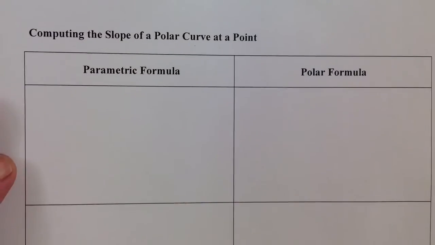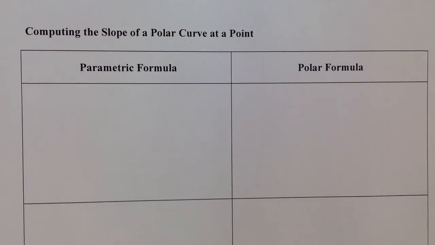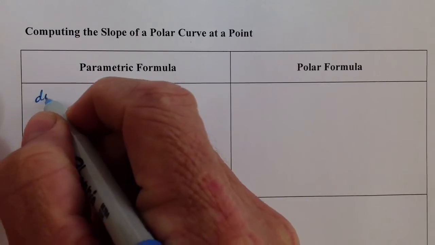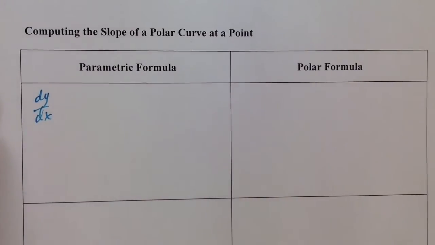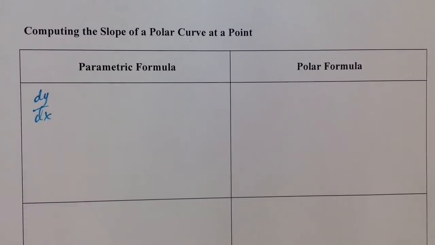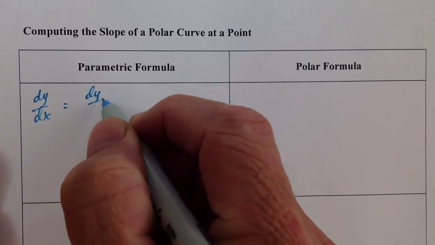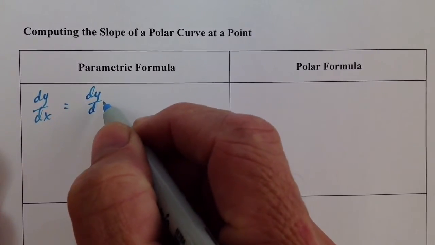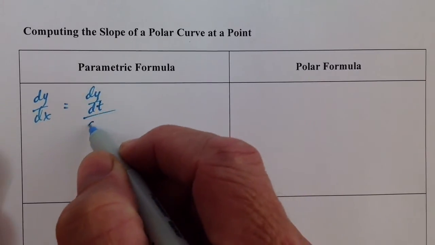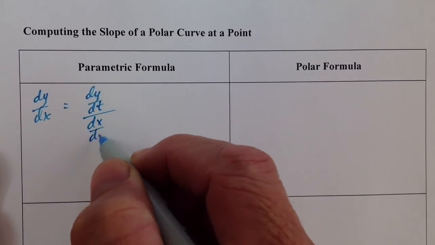Let's go ahead and start with this guy right here, computing the slope of a polar curve at a point. So the parametric formula for the slope of a curve: well, we already know that dy/dx is the slope of a curve just as y as a function of x. But if x and y are defined parametrically, then we know that dy/dx, still the slope of the curve at a point, is defined to be dy/dt over dx/dt.